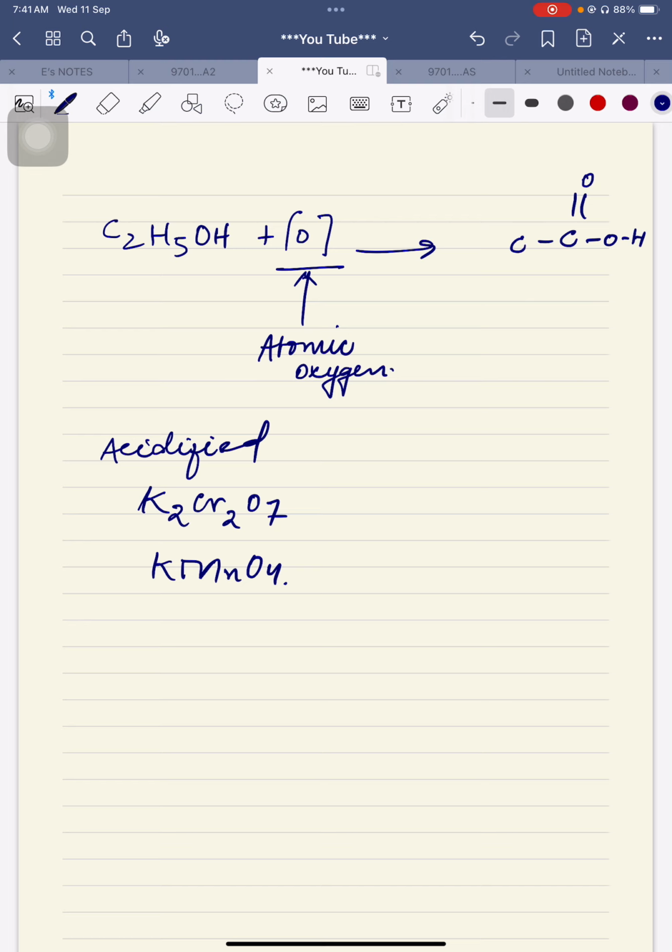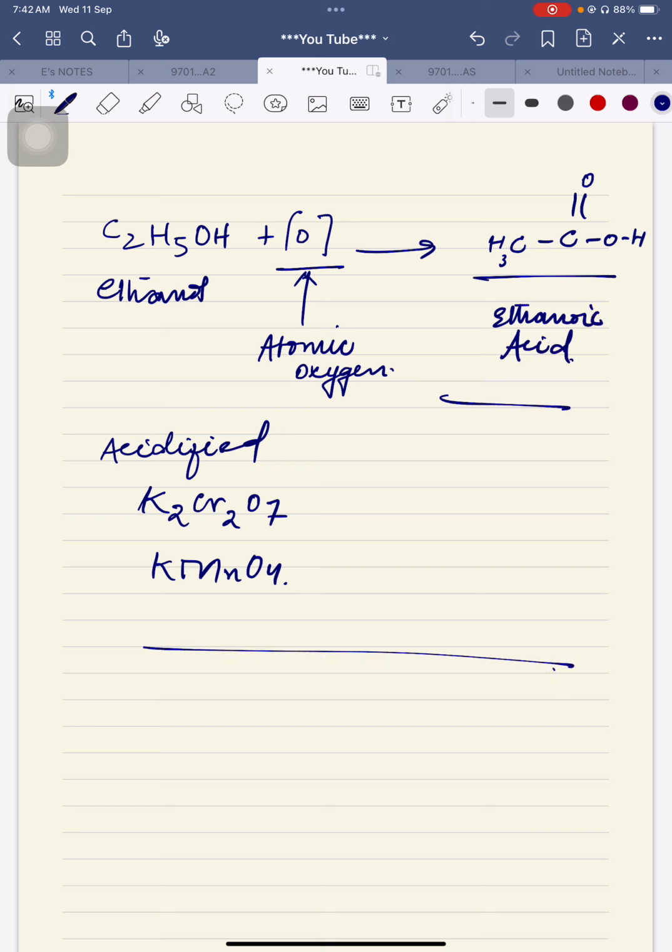So this is the formula for ethanoic acid. How is it ethanoic acid? As it has two carbon atoms, it is called eth, and it has C double bond OOH. This story I am going to teach you in detail when I teach you the topic of carboxylic acids. Right now I'm just telling you that it is ethanol, and it is giving you ethanoic acid.